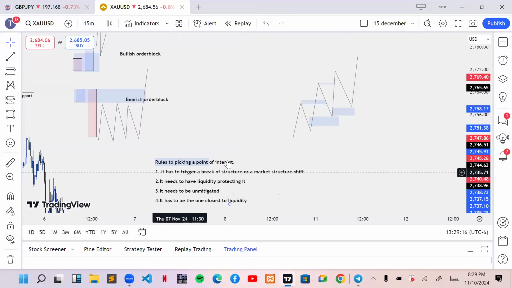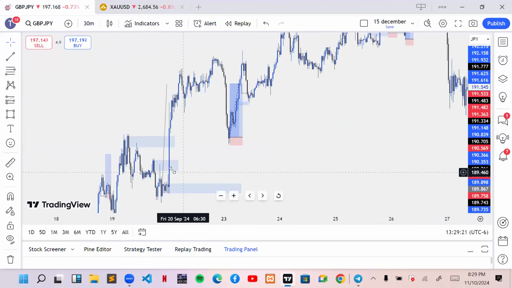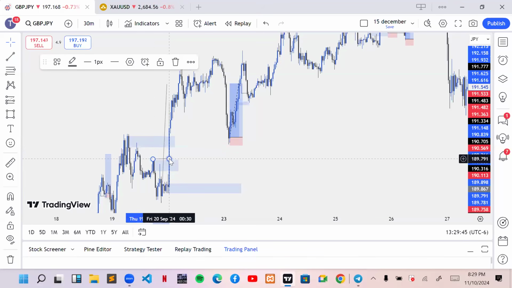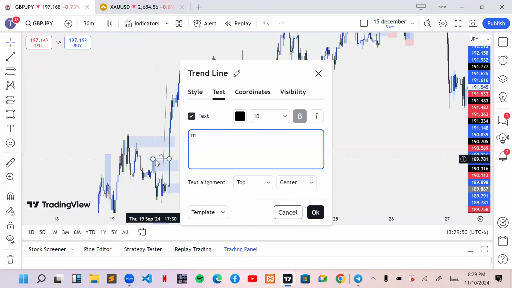The first rule says it has to trigger a break of structure or a market structure shift. Pay attention here. There was a market structure shift because price was initially on a downtrend: lower highs and lower lows, lower highs and then lower lows. So the market came here and then broke past this last high, triggering a market structure shift. So first of all, we identified the first part of the strategy, which is a market structure shift, because the rule says the POI has to trigger a shift in market structure or a break of structure.